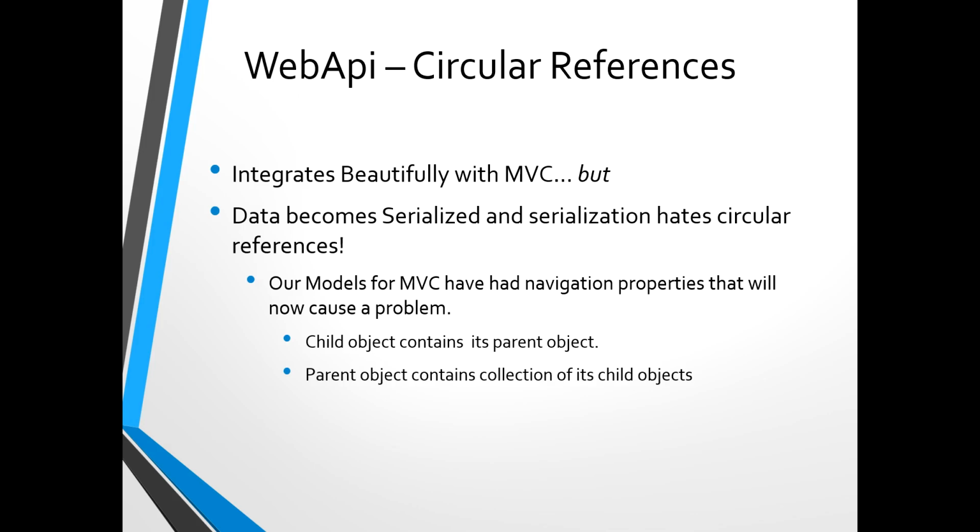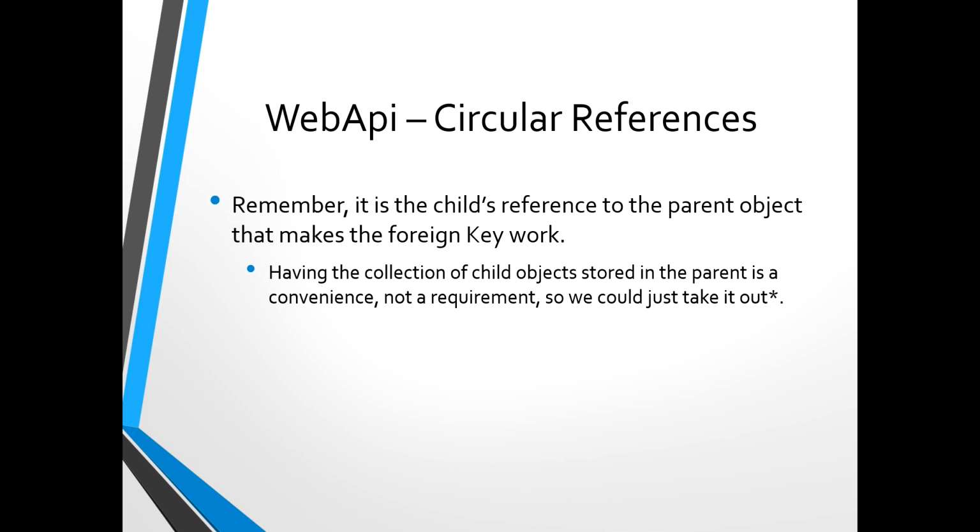So that's the problem that you run into. The parent object contains the collection of the child, and so on and so forth. So how do we handle these circular references? Well, we have to have that reference to the parent object in the child to make the foreign key work. That's required. So a lot of the introductory tutorials on WebAPI, they're lazy. They avoid this altogether. They just leave out the ICollection in the parent. They don't have the collection of child objects, right? And that way, it's not a problem.